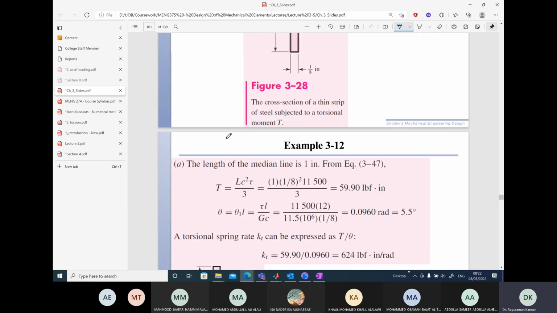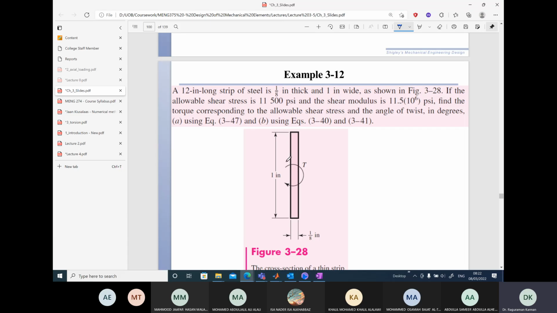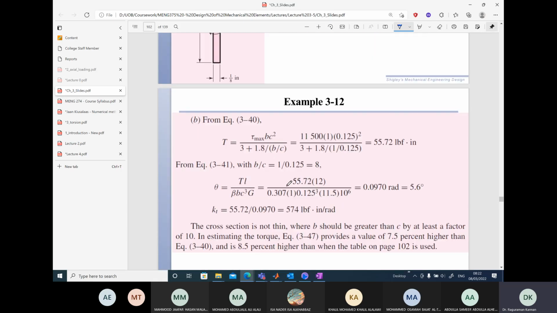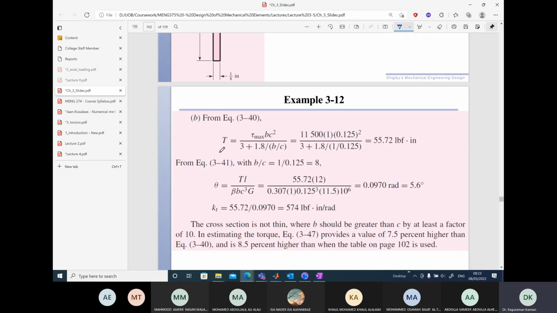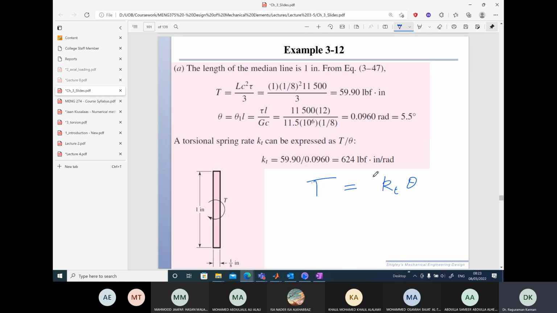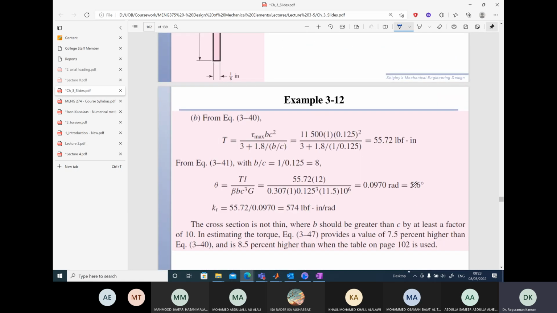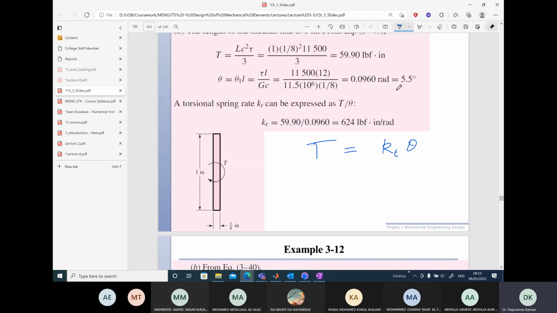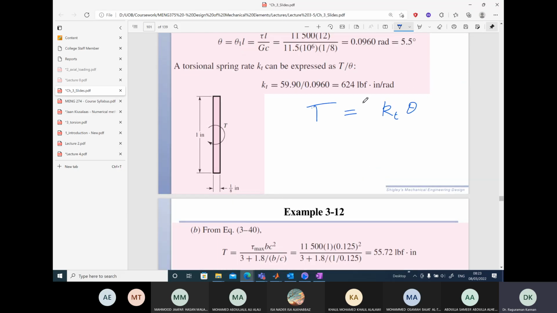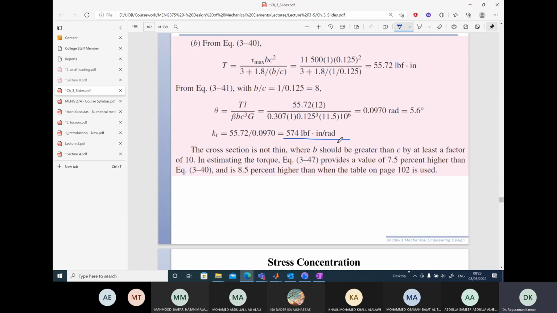Now, there is also a different formula. So this is for an open shear stress for an open cross section here. We also have for rectangular cross section, what is the shear stress formula? And based upon that formula, we are calculating what is the allowable shear stress, and we get 55.72. So again, we can see some difference with respect to the values calculated here, 5.6 degrees, 5.5 degrees. Spring rate also we can calculate, and we get difference in values, 624 and 574.